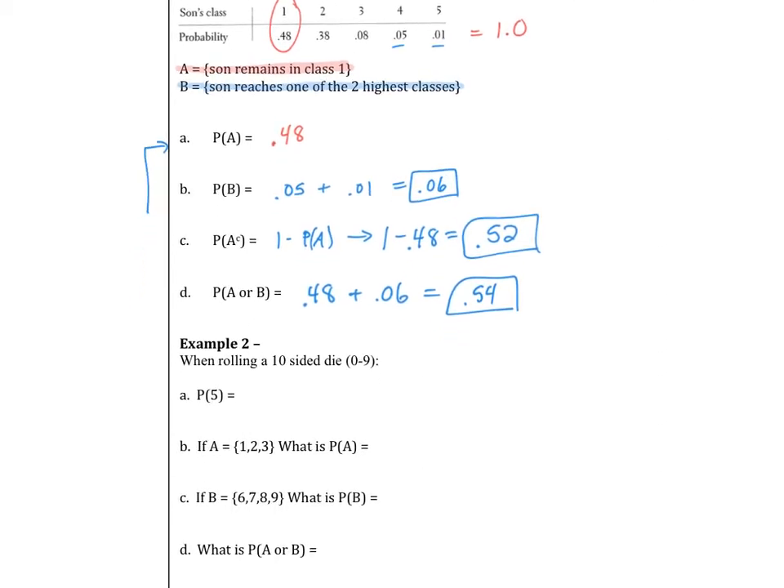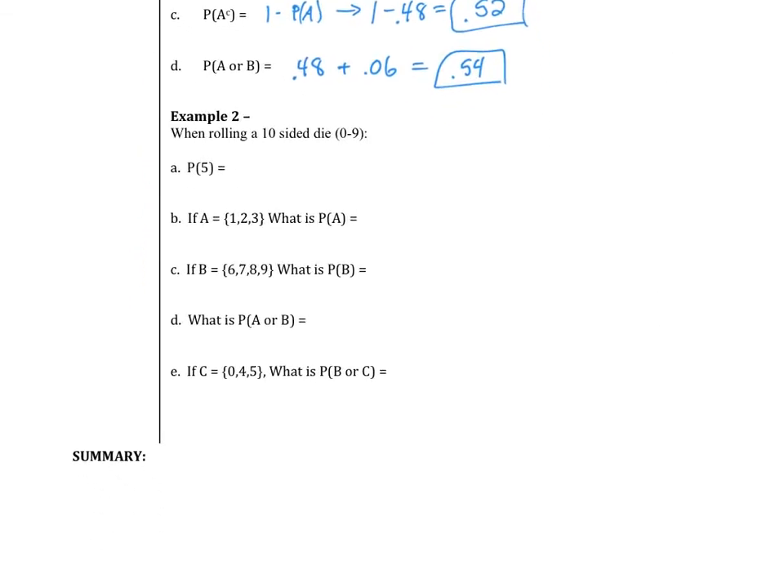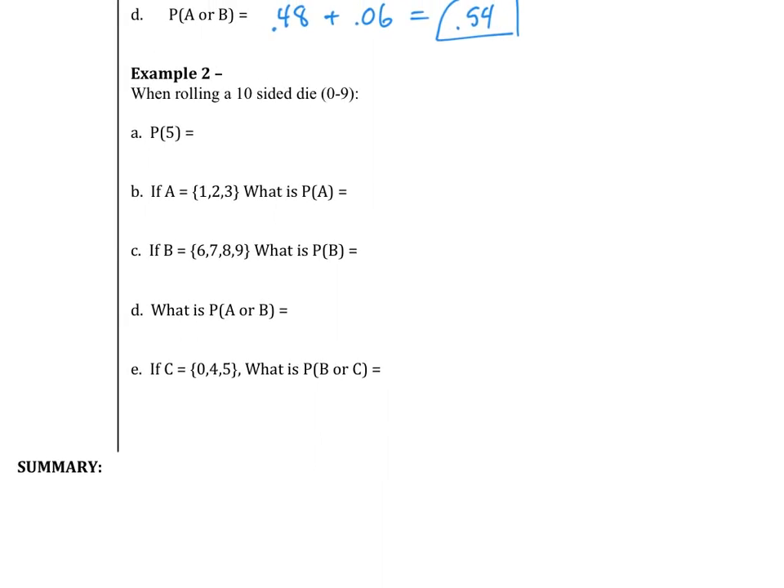Okay, and then example 2 kind of used that dice example. This time it's a 10-sided dice. So when rolling a 10-sided die, the numbers are 0 through 9. What is the probability of rolling a 5? 5 is one number on there, and there are 10 total. So the probability of rolling a 5 is 0.1.